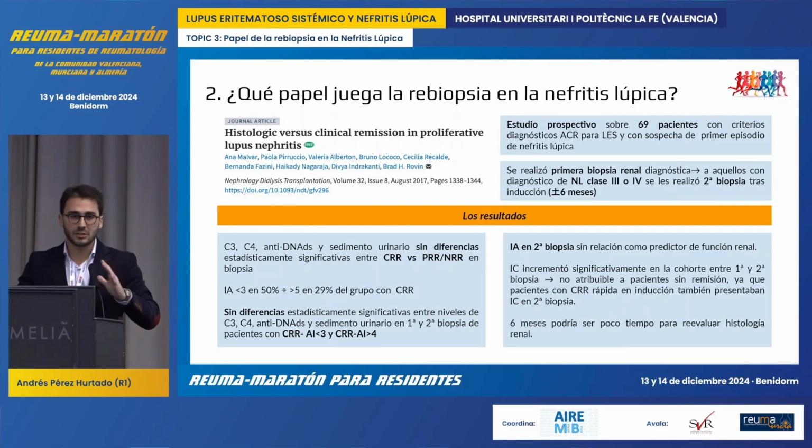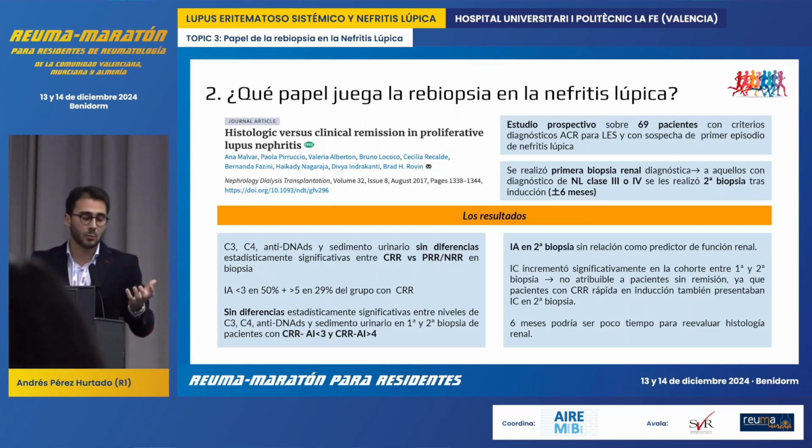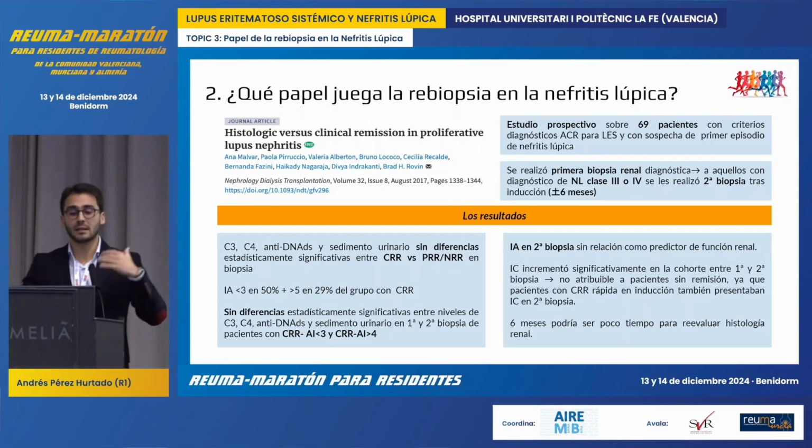Basically, it's a prospective study of approximately 70 patients, and it includes patients who meet the ACR criteria for systemic lupus erythematosus and who are also experiencing their first onset of lupus nephritis. And basically what she does is perform an initial biopsy on all of them, and then on average 6 months later, in those with proliferative forms, which are generally the ones with a worse prognosis, she repeats the biopsy and compares the results. And what do we get from this?